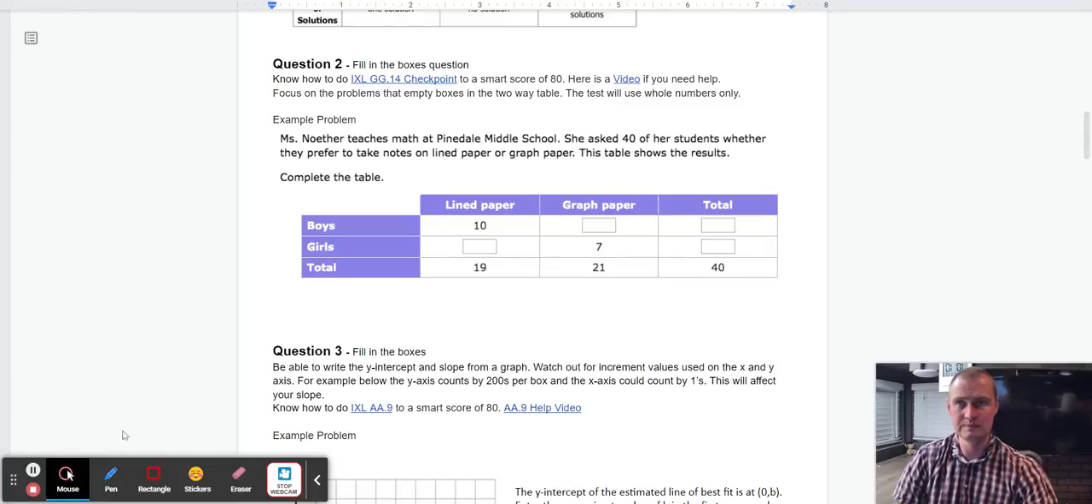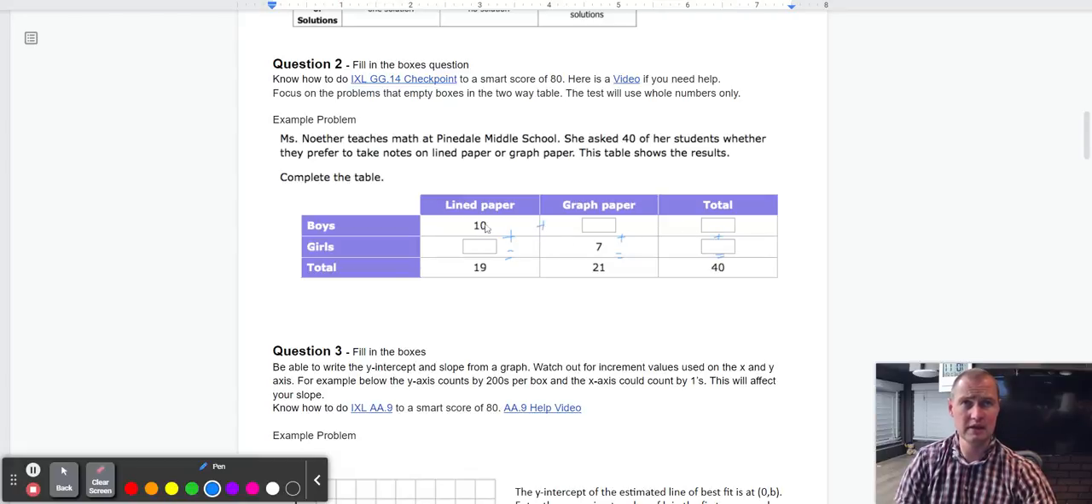little bit more help. So in the example problem, they're going to give you something called a two-way frequency table. Well, why is it called a two-way frequency table? The two ways that it goes is it can work its way down. 10 plus something equals 19. Also going down, something plus 7 equals 21. And something plus something equals 40. Now, that's one direction. Now, why it's called two-way is it also goes towards the right.